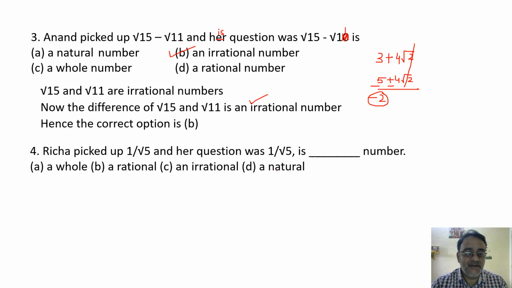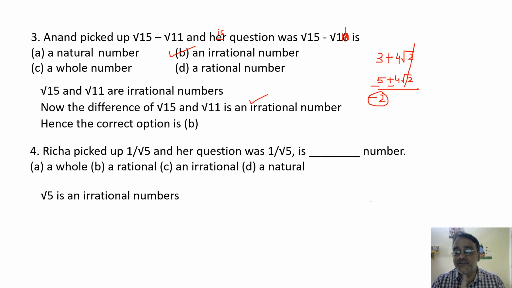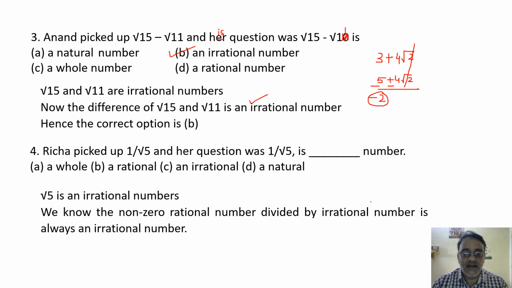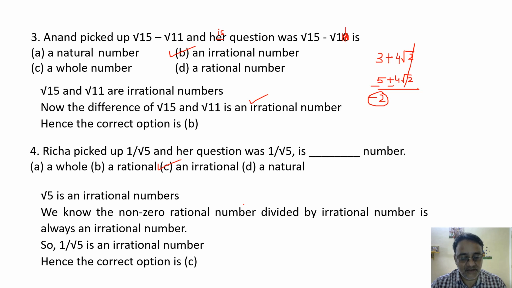Richa picked up 1 by root 5 and her question was, 1 upon root 5 is dash number. So 1 upon root 5. Root 5, we know that it is an irrational number, and also we know that when we divide a non-zero rational number by an irrational number we always get an irrational number. So 1 upon root 5 is an irrational number. So the correct option is Option C. Right. So now we are moving toward the last question.